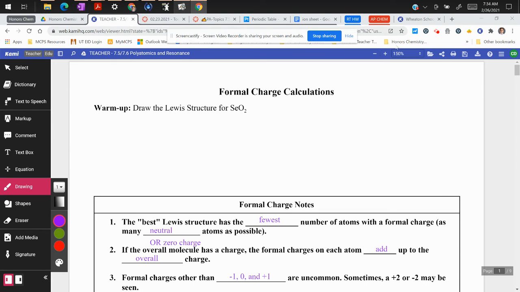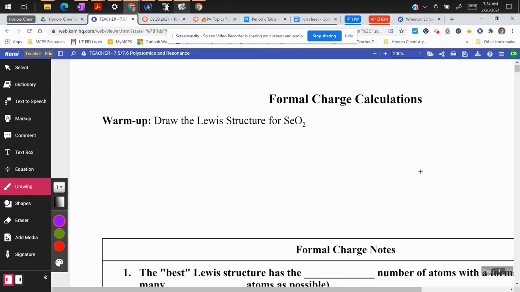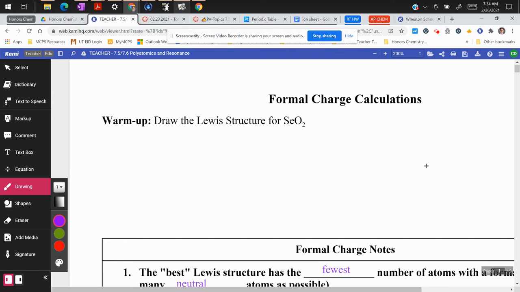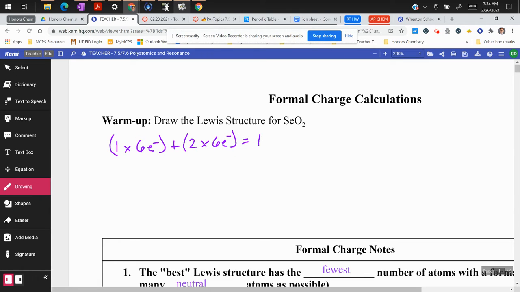All right, I'm going to work on my approach for this particular problem. I first know I need to calculate the total valence electrons. So I know that Se is in the same column as oxygen. So I have one Se atom times 6 valence electrons plus 2 oxygen atoms times 6 valence electrons, which means I have 18 electrons in total to work with. 6 times 2 is 12, plus 6 electrons from the selenium gets me 18.